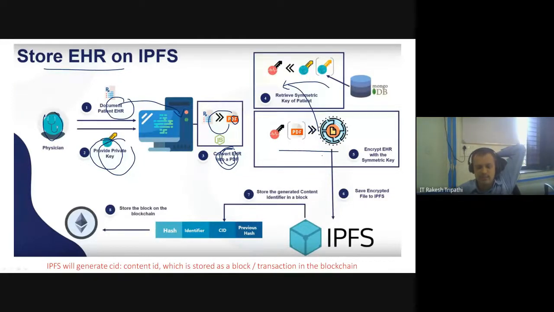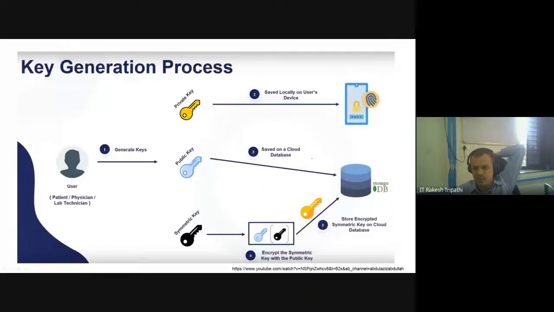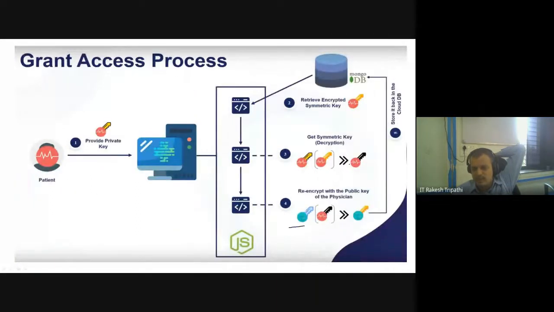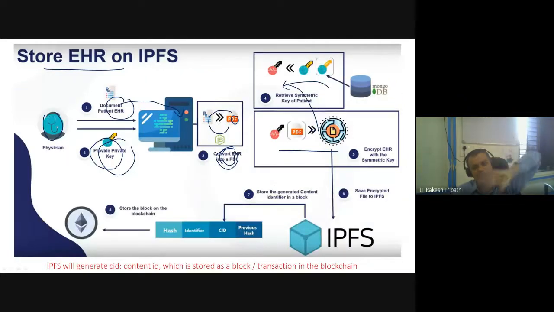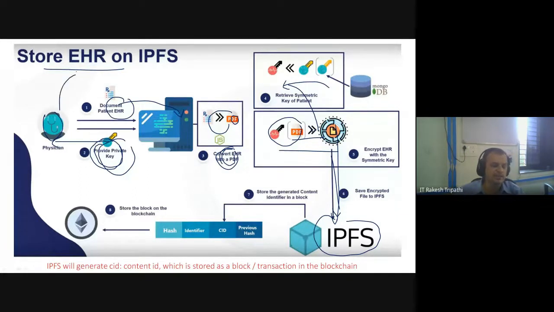Because here, what is happening? Whenever I want to share with anybody, I decrypt that key and encrypt the symmetric key with his public key, so that later on he can decrypt this with his private key and use it. So I will put this record, encrypted with my symmetric key, onto IPFS. This private key I have given to the physician, so that the physician can give the EHR to me. I can write with my private key if you want. Here I am giving the private key to the physician.